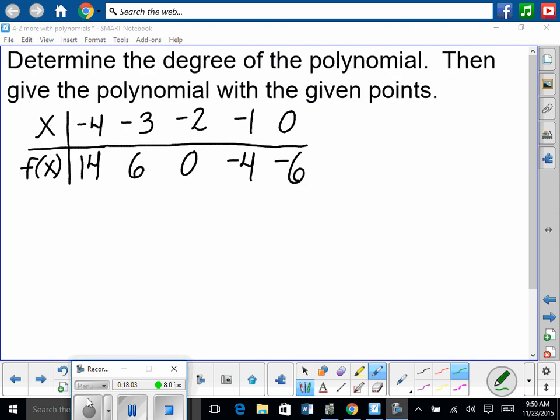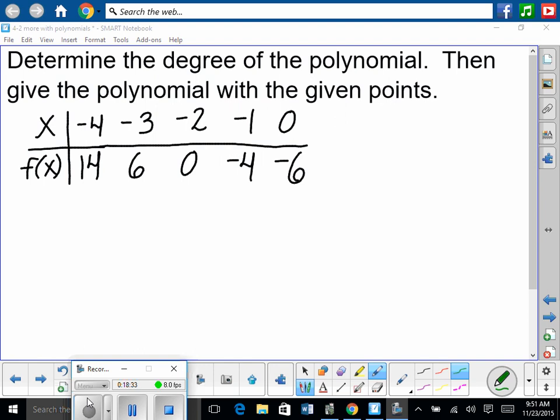So this is something we've already learned, guys. It'll be a good review for us. So it says, determine the degree of the polynomial, then give the polynomial with the given points. So we have these x, y points, x, f of x. So these are just a bunch of x, y points, and we want to know the degree of the polynomial.